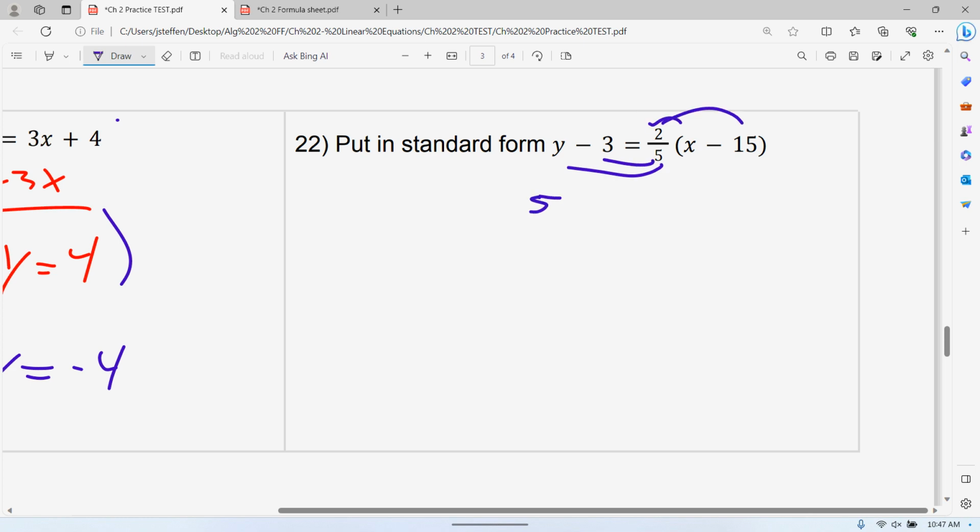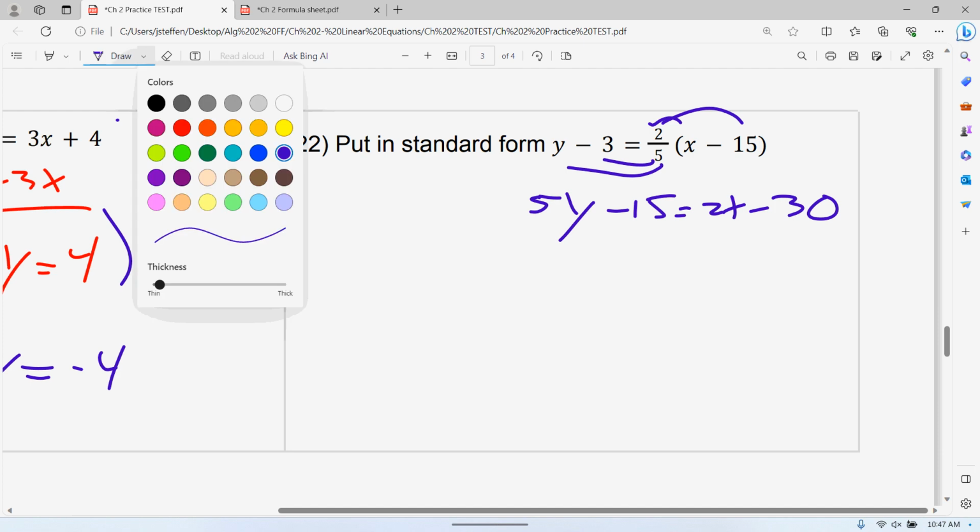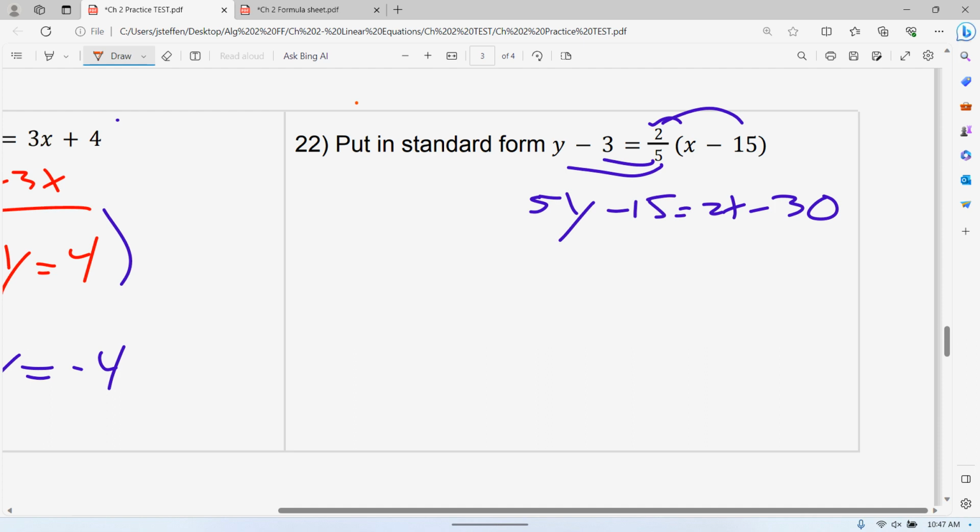And that's another thing that I really like about this method. There's a couple other ways to do it, but this method is really nice for standard form because you get rid of fractions right away. And in standard form, you can't have fractions. So that's another reason I like this method. For 16, I'm going to add 15 to both sides. So y is equal to 2x. Negative 30 plus 15 is negative 15.